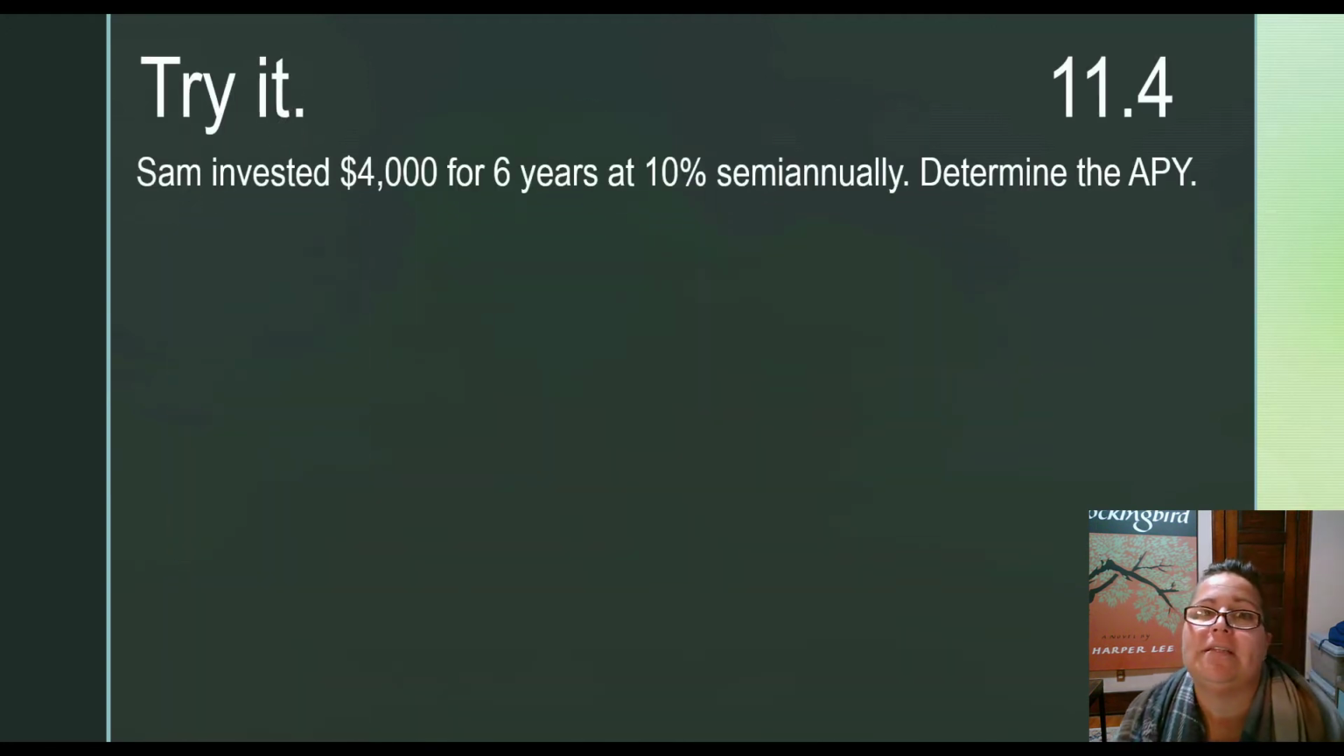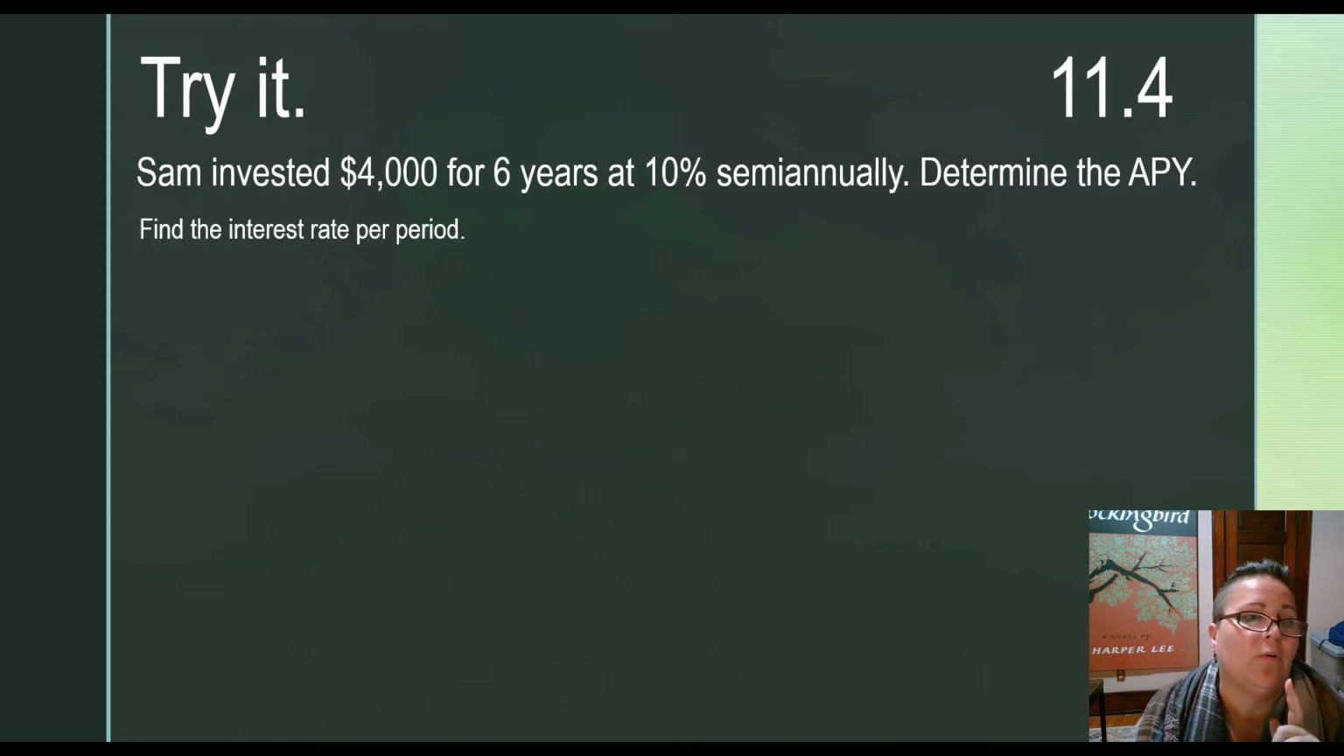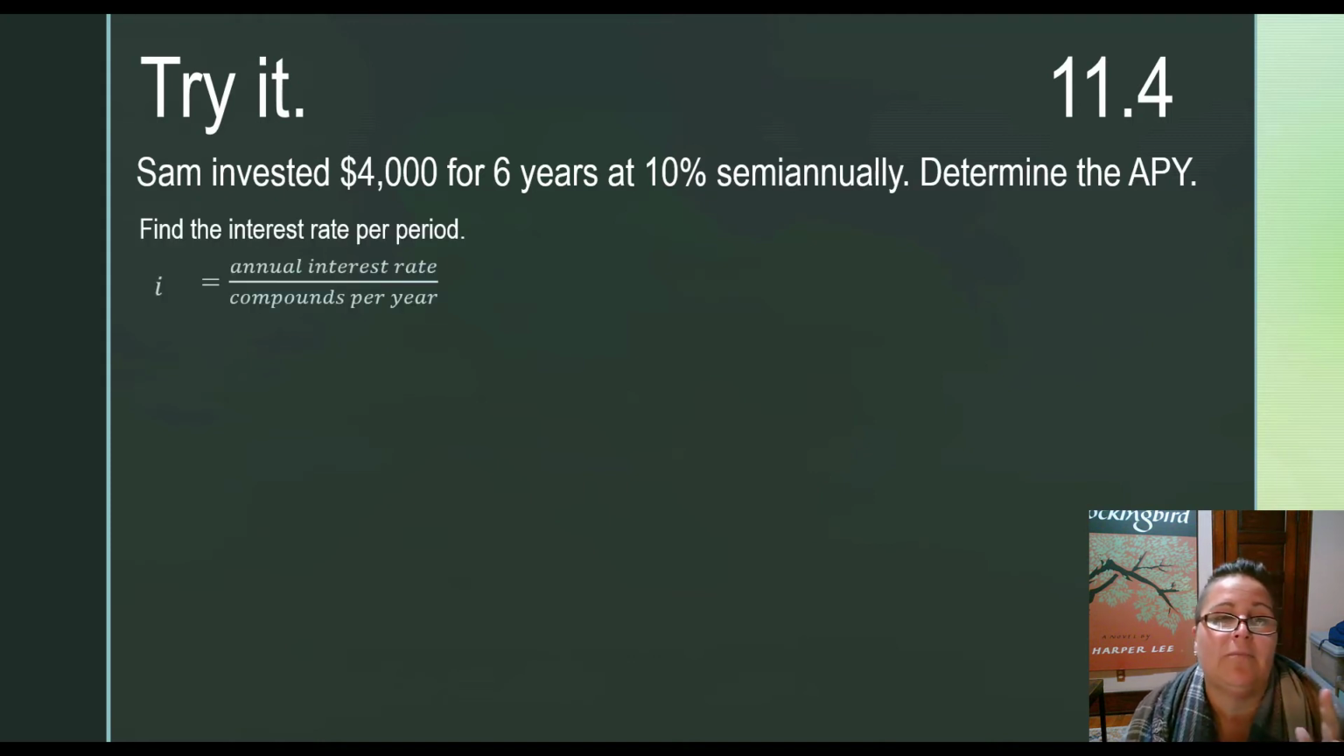Sam invested $4,000 for 6 years at 10% semi-annually. We want you to determine the APY. So the APY is the interest for 1 year divided by the principal, which means I need to find the interest for 1 year. So I've got to go ahead and do a compounded interest problem as if it is for a single year. So the interest rate per period is going to be the 10% divided by 2 because it's semi-annually. So I'm looking for an interest rate per period of 5%.